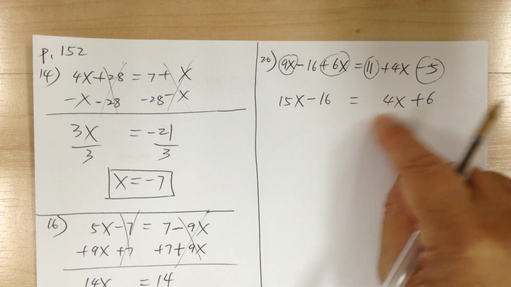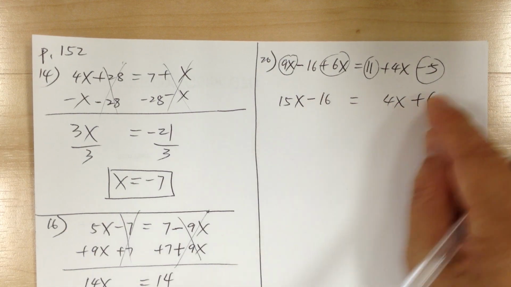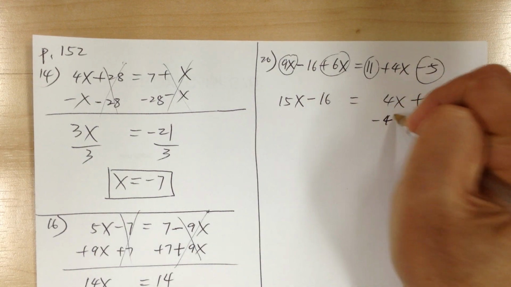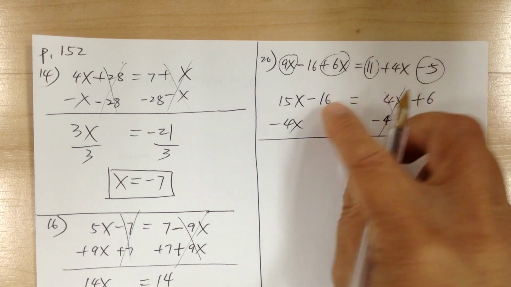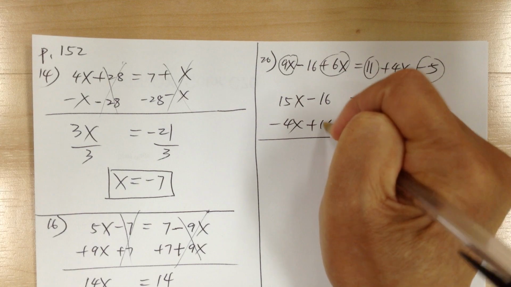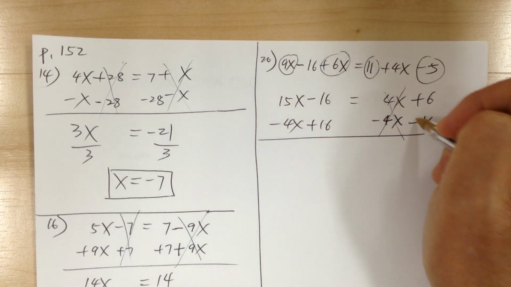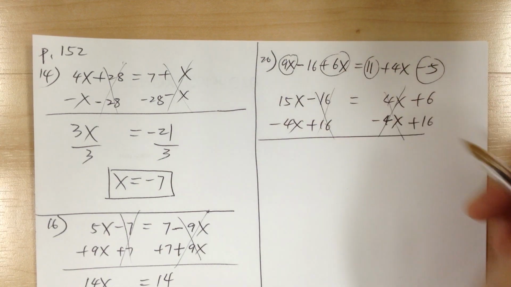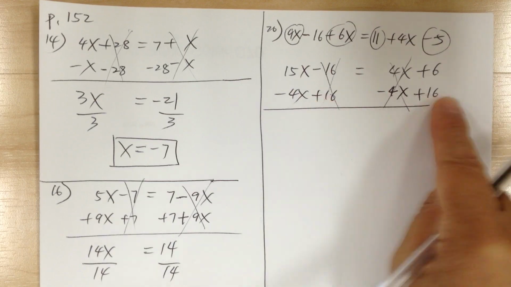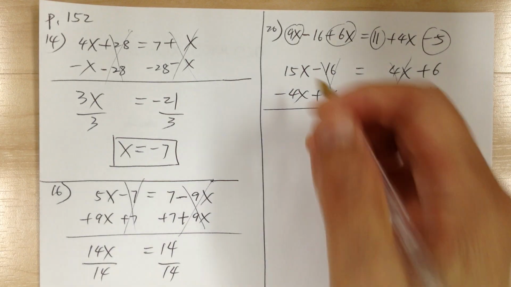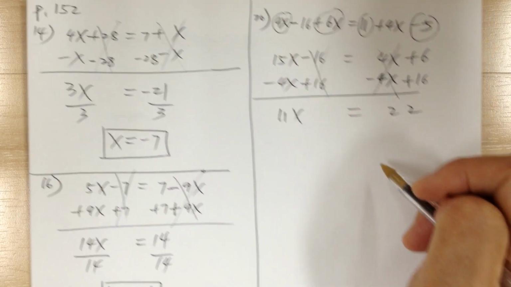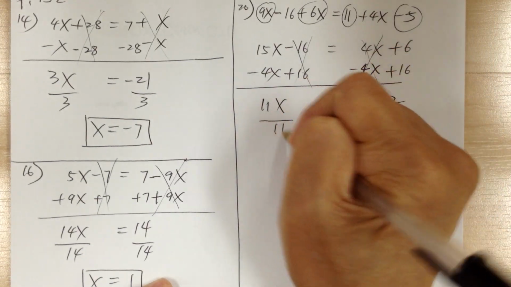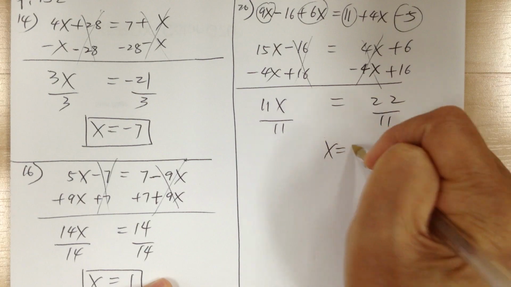So let's go and move the variable to this side, move this to this side. So minus 4x on both sides, so that this will cancel out. Move this to this side, so you need to add to undo, right? So this will cancel out. So pay attention so you don't make careless mistakes. So you got 11x is going to be equal to 22. Okay, divide by 11 on both sides, so x will equal to 2.